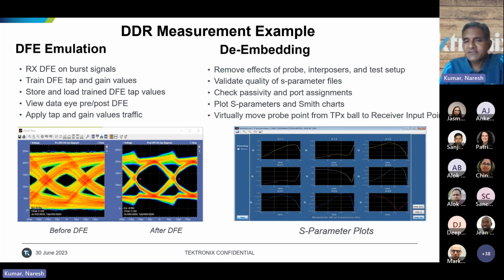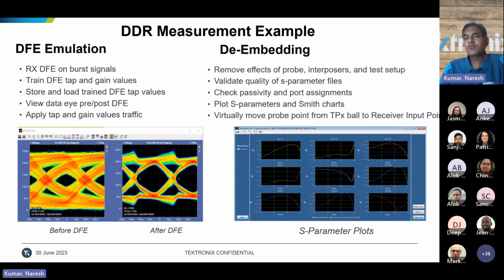What about de-embedding? I don't know whether this is visible to your eyes here. We are basically trying to remove the effects of probe, interposers, and test setup, and also validate the quality of the S parameter files provided. Check the passivity, basically to say that the signals that are received don't have a phase mismatch, etc.